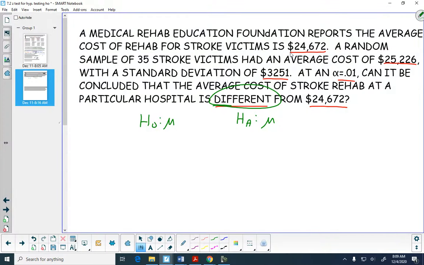Okay, if we take a look at the alternate hypothesis, what would be our alternate hypothesis here? Kylie, what would be our alternate hypothesis? What do you think? Not equal to 24,672. That is correct. Not equal to 24,672. Which means the null then would be the opposite of that, equal to 24,672.